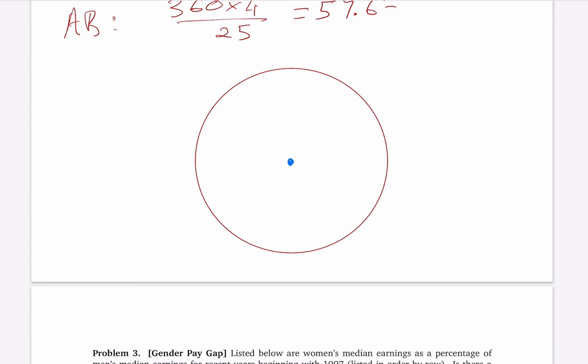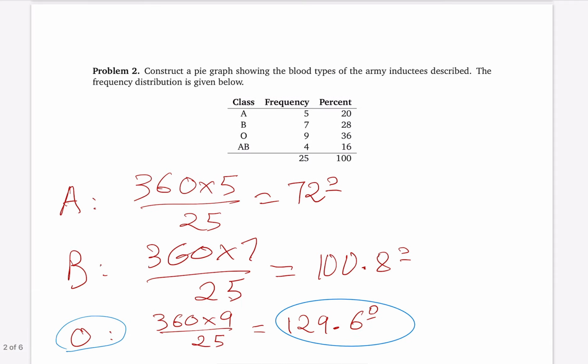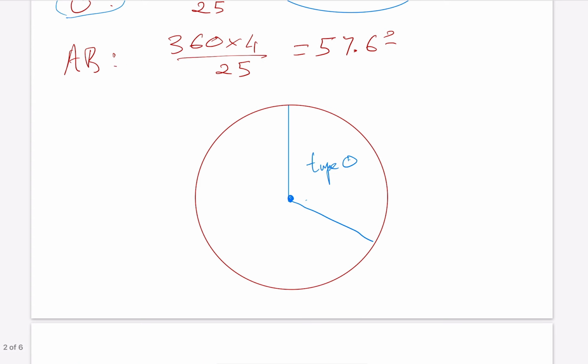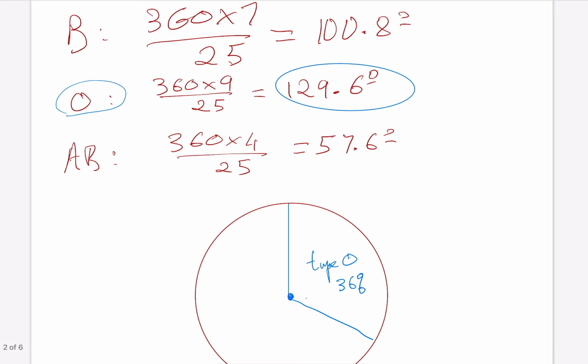We can draw like this. One is a little bit big, and maybe we can draw like this. It's good. So here we have blood type O, and just make sure you draw the percentage. The percentage is 36%. When you have the graph, first check the degree.